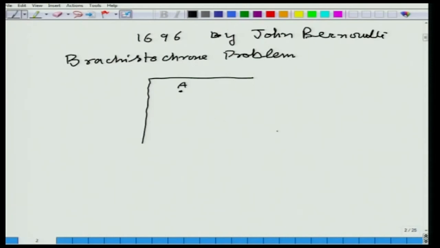A and B, not at the same level, at different levels, and if you join them by a smooth curve like this and a particle slides from A to B under the influence of gravity, then certainly the time taken by this particle coming from A to B is a function of y, where y is this curve as a function of x. This is the x axis and this is the y axis, and y is a smooth function of x, so that at each point the tangent is defined.